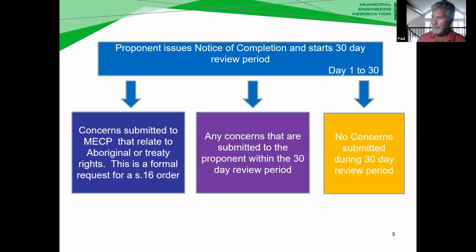So what can happen here? There are really three things that can happen during this 30-day period. You could get no concerns submitted whatsoever on any topic. That's great, so that's the yellow box. You could get concerns that are submitted to the proponent in 30 days, so that's the purple box. And then the blue box there is concerns that do relate to an Aboriginal or treaty right. This is a Section 16 order process, so Part 2 order. That one does go to the ministry. Purple ones go to the municipality. The yellow there really is no concerns, of course.